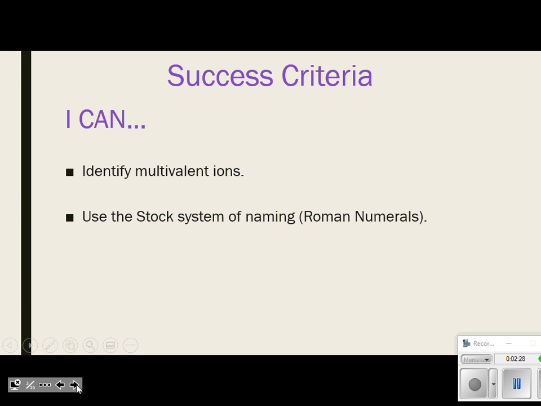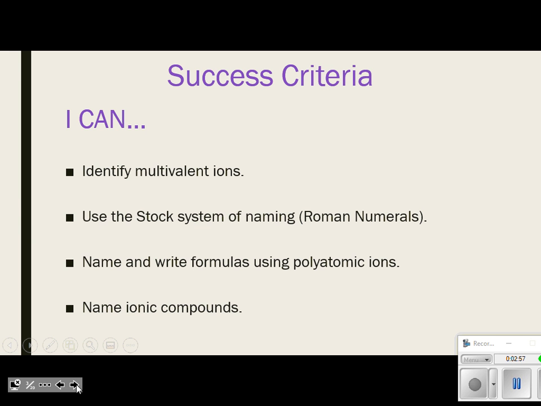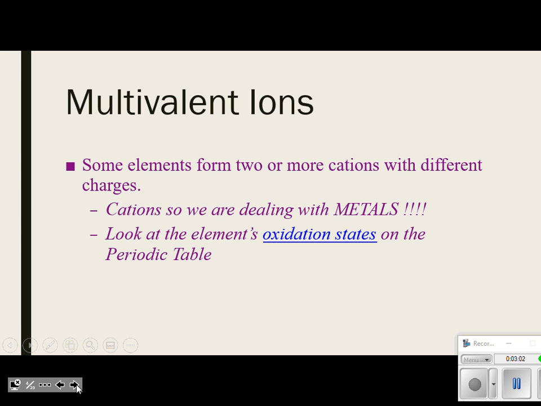We need to be able to use the stock system of naming. Now we're giving those Roman numerals a name. It's the stock system. Okay? Stock system is Roman numerals. We need to be able to name and write formulas using polyatomics. Our pal is going to be our friend here, our polyatomic ion list. And finally, we need to be able to name ionic compounds. So let's get started.